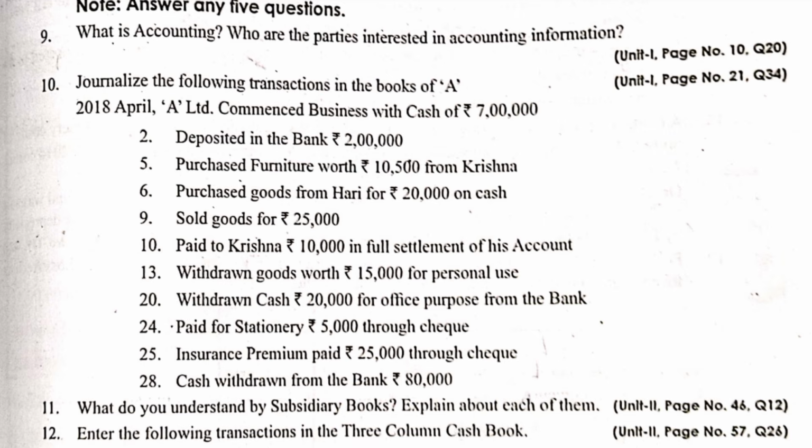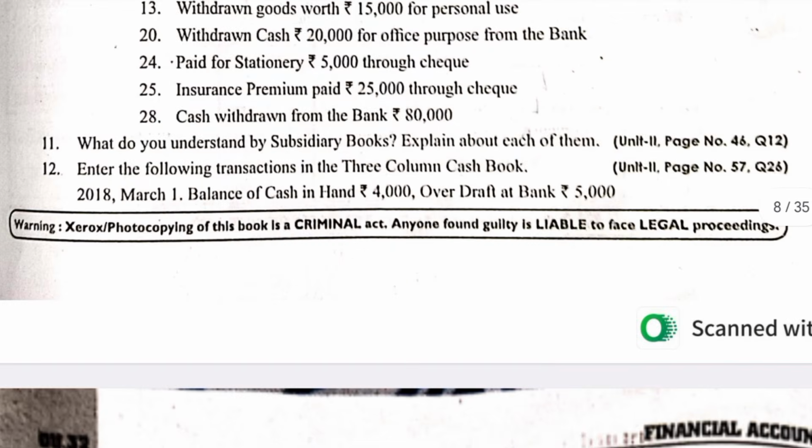Why have we used bank? They have given through check. Through check we have paid. That's why we have used the word bank. Next, cash withdrawn from bank. When we are withdrawing the cash, cash is coming in or going out? Cash is coming in. So, cash account debit to bank account. Like this, you need to write it, okay?